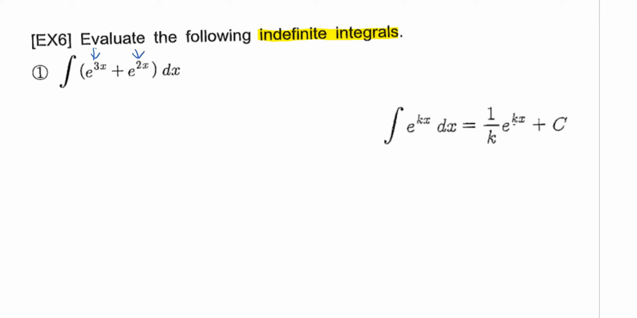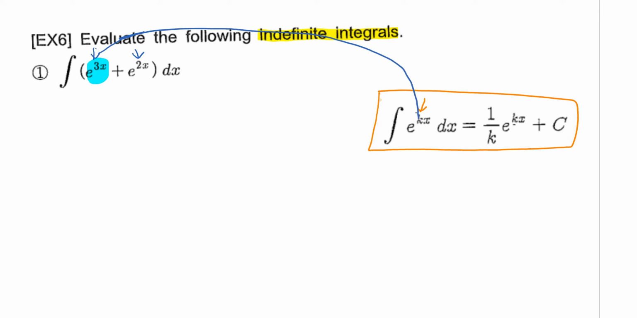Now, these indefinite integrals, they're not too hard to evaluate as long as you follow the general rule down here, which I'm highlighting in orange. So if you have a number here, like k, the antiderivative would be 1 over k times e to the power of kx plus c. So for the very first problem, e to the 3x, you should recognize that the value of k is going to be 3.